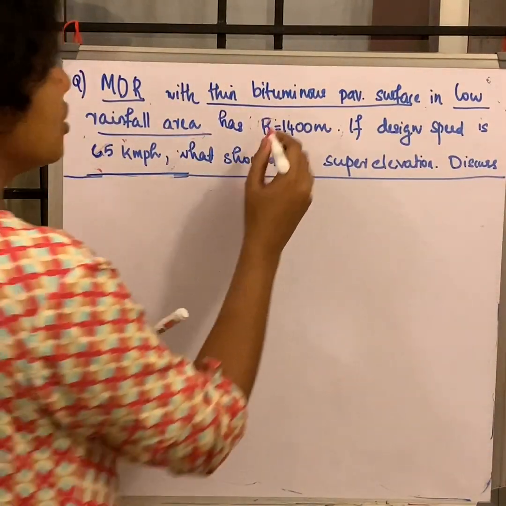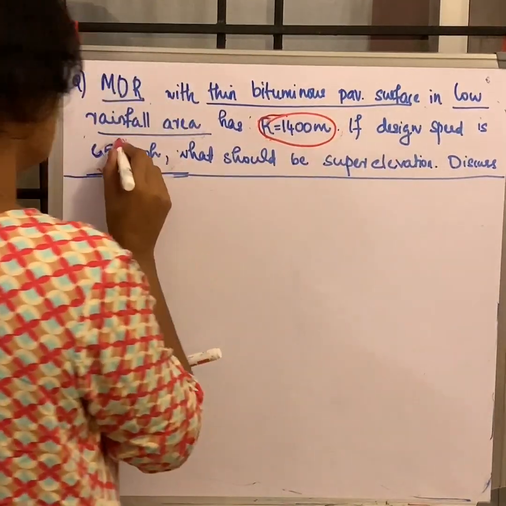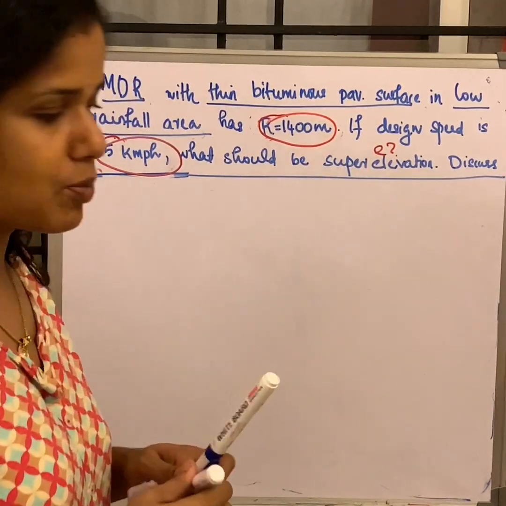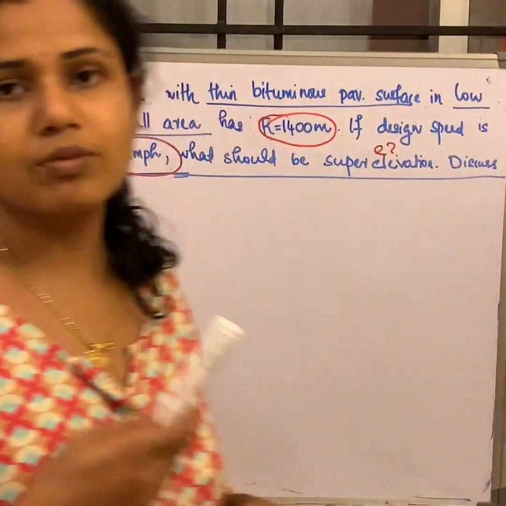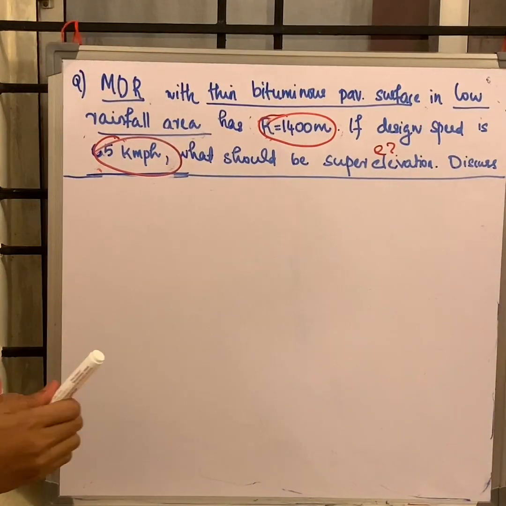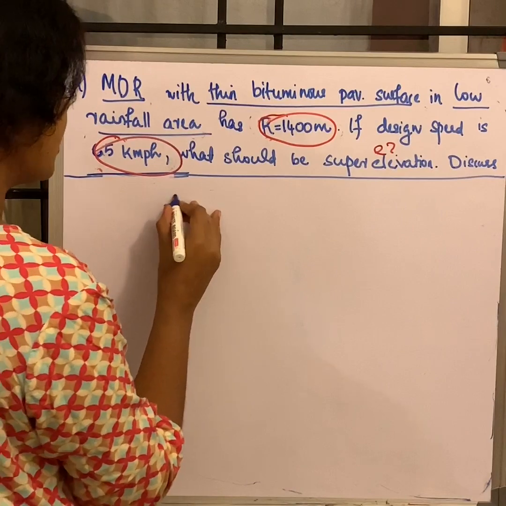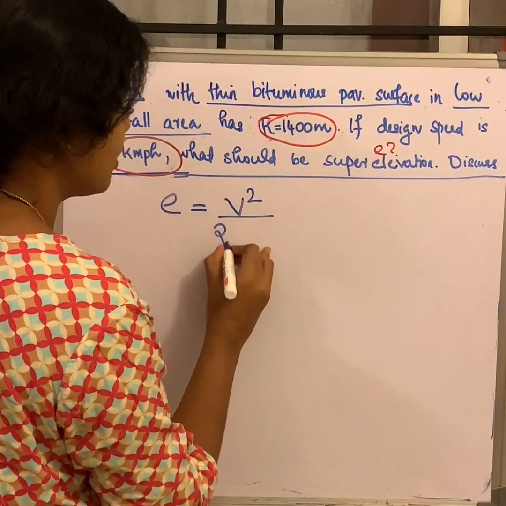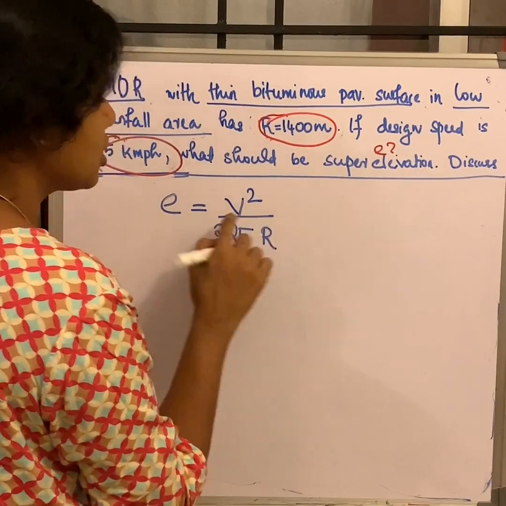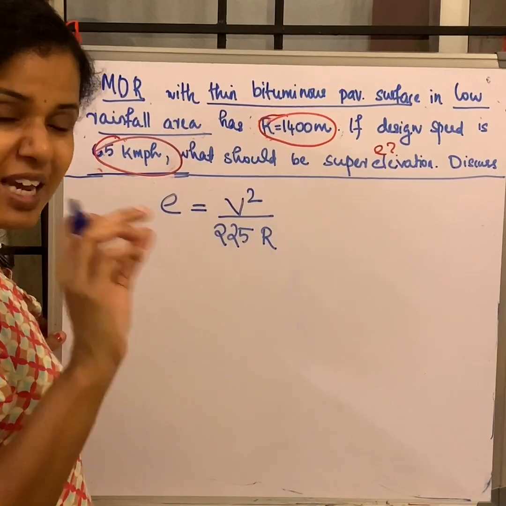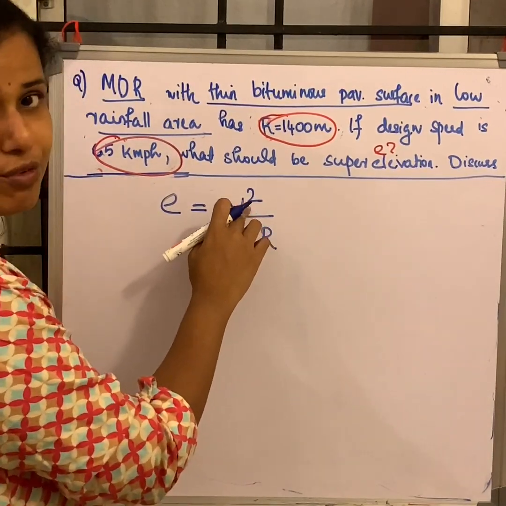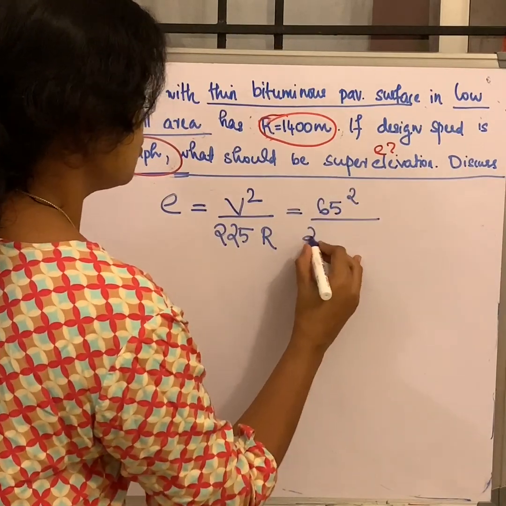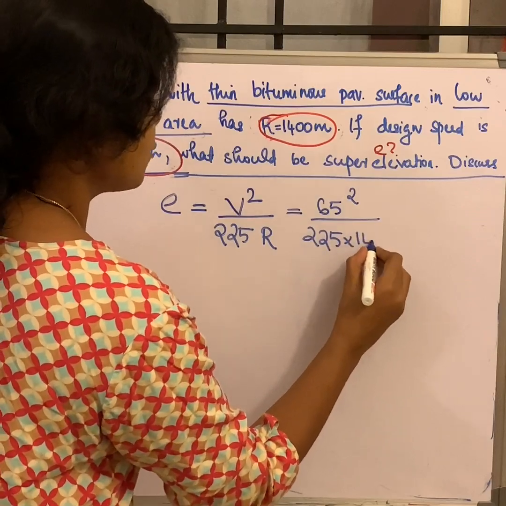And what is the data given? You have a radius of curve 1400 meter. Design speed is 65 km per hour. You need to calculate E and discuss the E value. What is the E value you are adopting for the design? So how do you calculate? You will first start with calculating the design super elevation. So E is equal to V square divided by 225 R. We are taking the same equation, considering negligible, that is neglecting the coefficient of friction and assuming 75% of the design speed. So this will give me an answer: 65 square divided by 225 into radius, which is 1400.